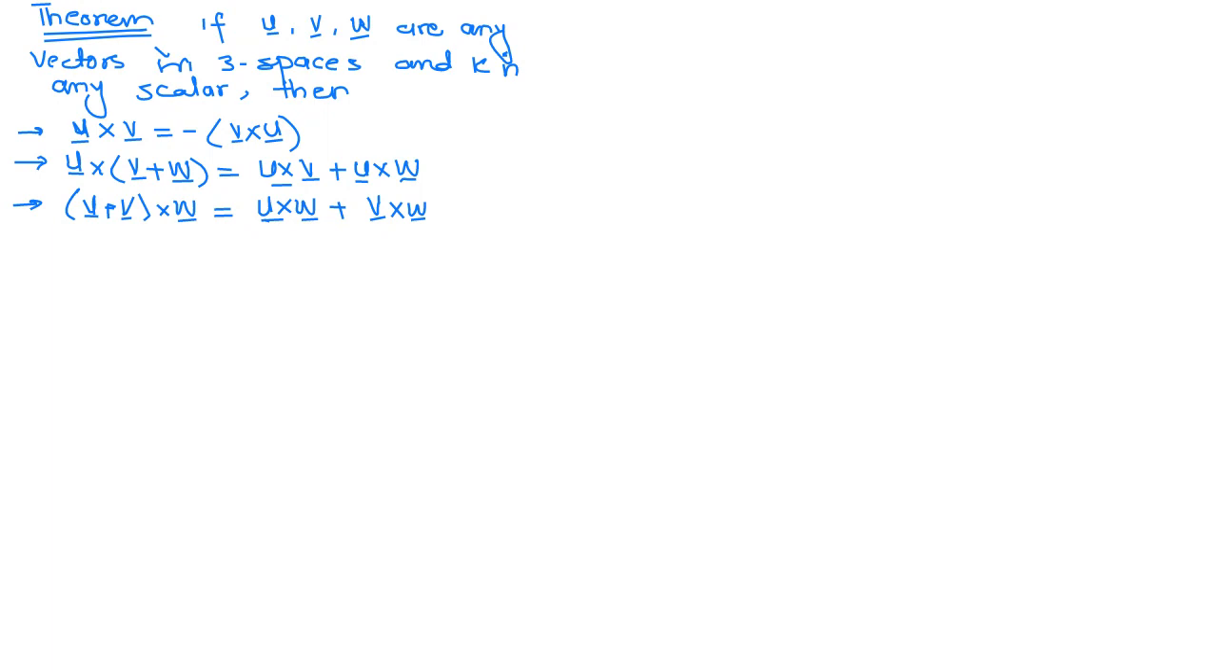Okay, so now there is a third property: if you take the cross product of any two vectors and multiply with any scalar. So u cross v is the cross product of two vectors and k is the scalar. You can either multiply the scalar with the first vector and take the cross product with the second vector, or you can take the cross product and multiply the result by the scalar.